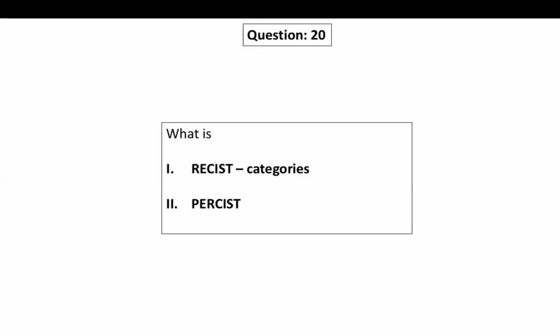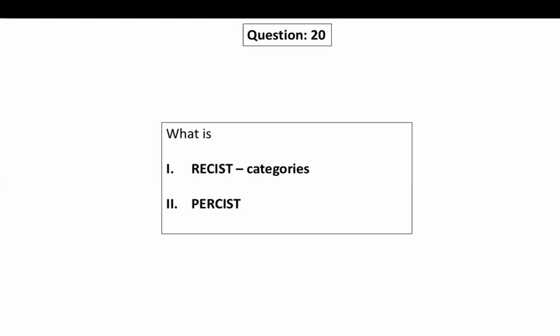Okay. So can you name the target lesions? How many target lesions are taken into account in RECIST and RECIST 1.1? In RECIST 1.0, total 10 target lesions are taken into consideration, maximum 5 per organ. Okay. In RECIST 1.1, you take into account 5 lesions, maximum 2 lesions per organ. Yes. Okay.